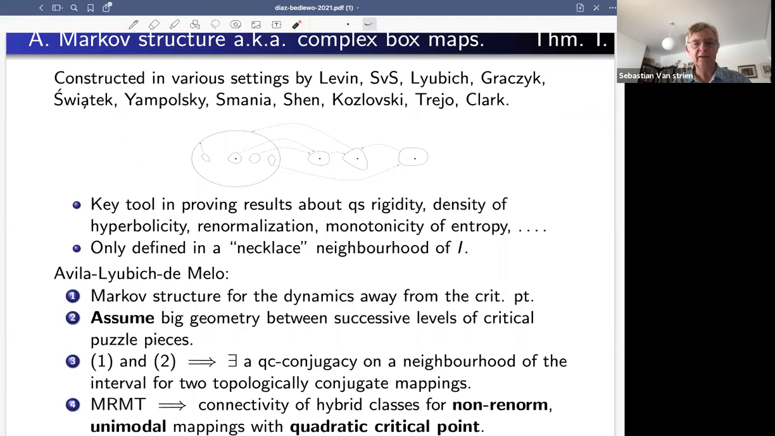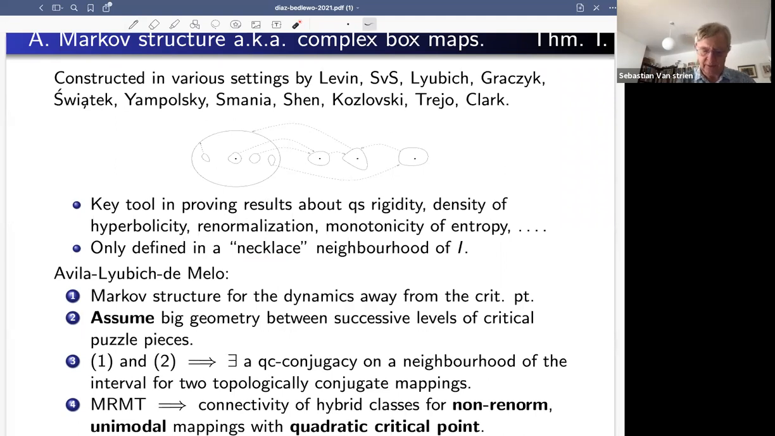And if you have globally defined maps, like polynomial maps, then often you can construct these with quite soft tools. But often you need not just the existence of such things, but also some additional bounds, and that's often going to be the case. But anyway, the point is that this often only defines something on a necklace neighborhood of I.